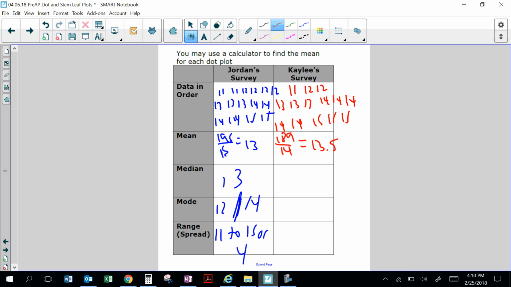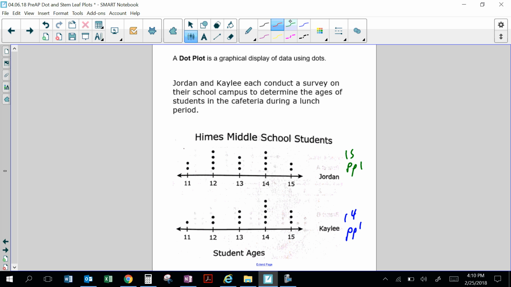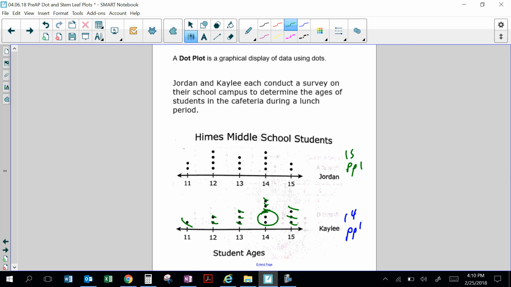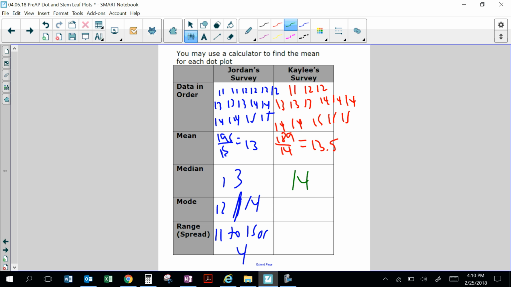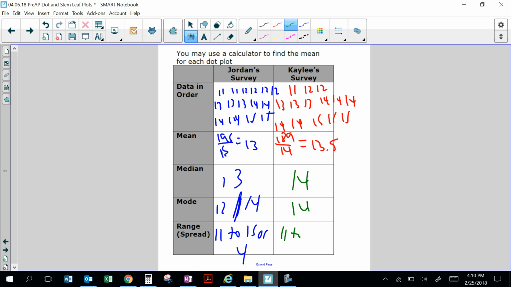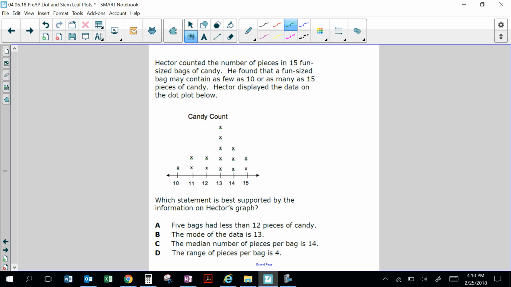What's the median age? Because they're already in order, I can find the median here, or I could use this to help me. Youngest, oldest, 2 older, 2 younger, 2 older, 2 younger. Well, 14 is the median. And what is the mode? Was there an age that repeated more than anything else? 14 again. And it ranged from 11 to 15, or 4. So here's a question now that we understand how to interpret it much better.